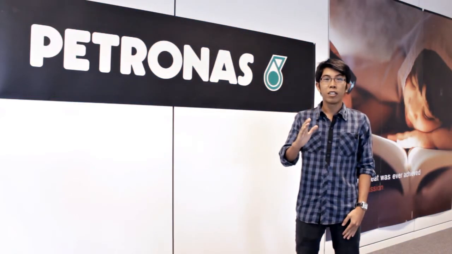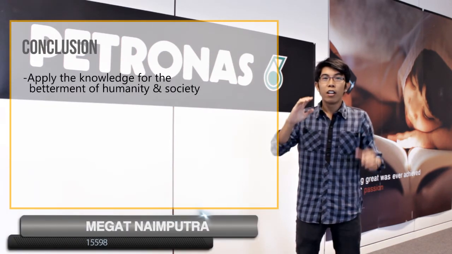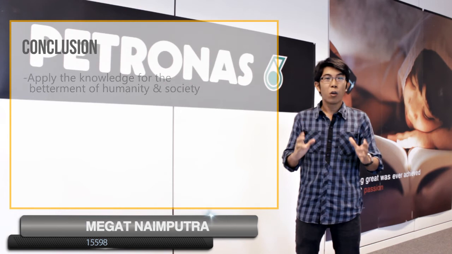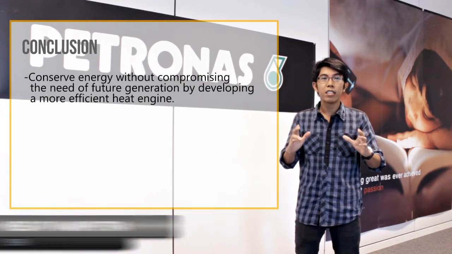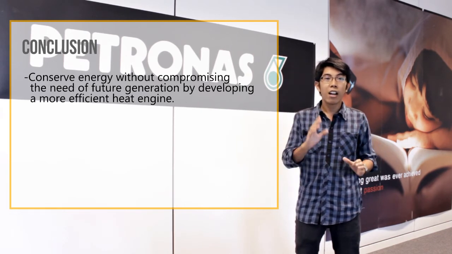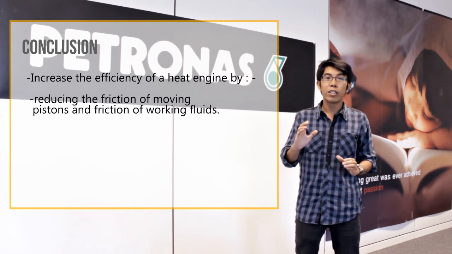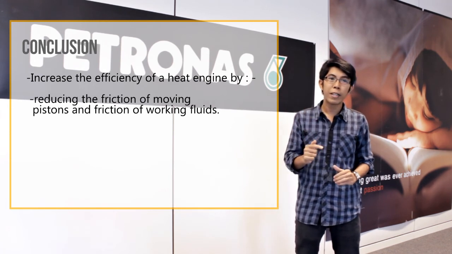As for the conclusion, after studying heat engines, we can apply the knowledge for the betterment of humanity and society. We can conserve energy without compromising the needs of future generations by developing a more efficient heat engine. Here are some ways we can increase the efficiency of heat engines. Reducing the friction of the moving piston and friction of the working fluid. It can be lubricants, engine oils or even the fuels.